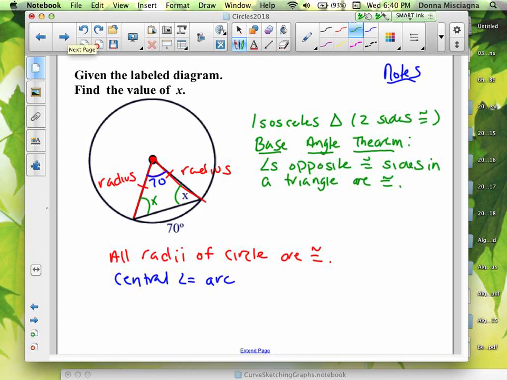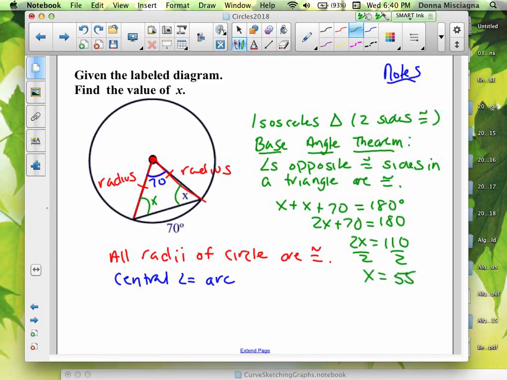So that means x plus x plus 70 adds up to a whole triangle there, 180. We can add those x's together, so we have 2x plus 70 equals 180. We can subtract 70 from both sides. That gives us 2x equals 110. And then if we divide both sides by 2, x is 55 degrees. And we have solved it. And it's just that easy.